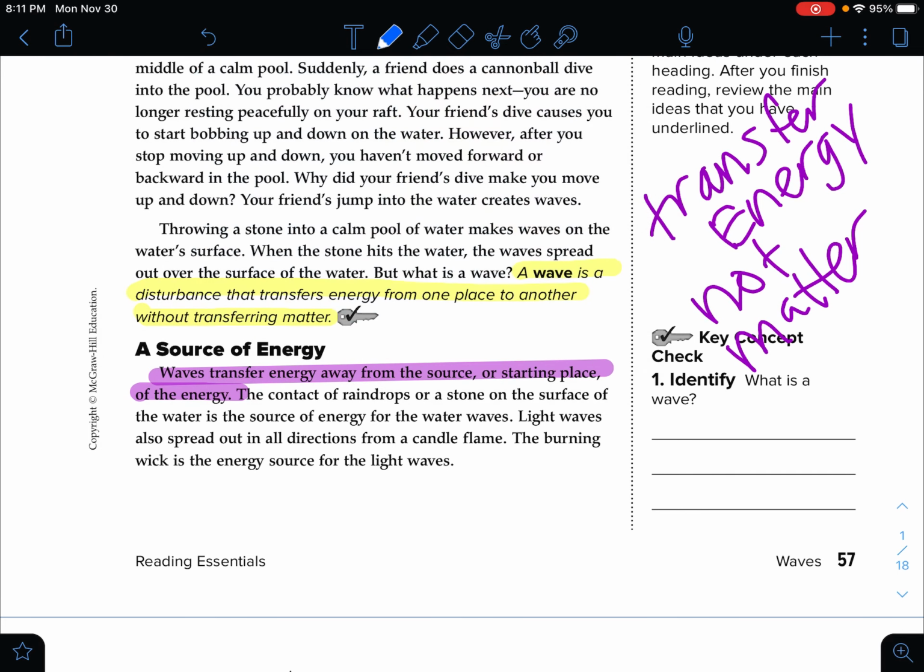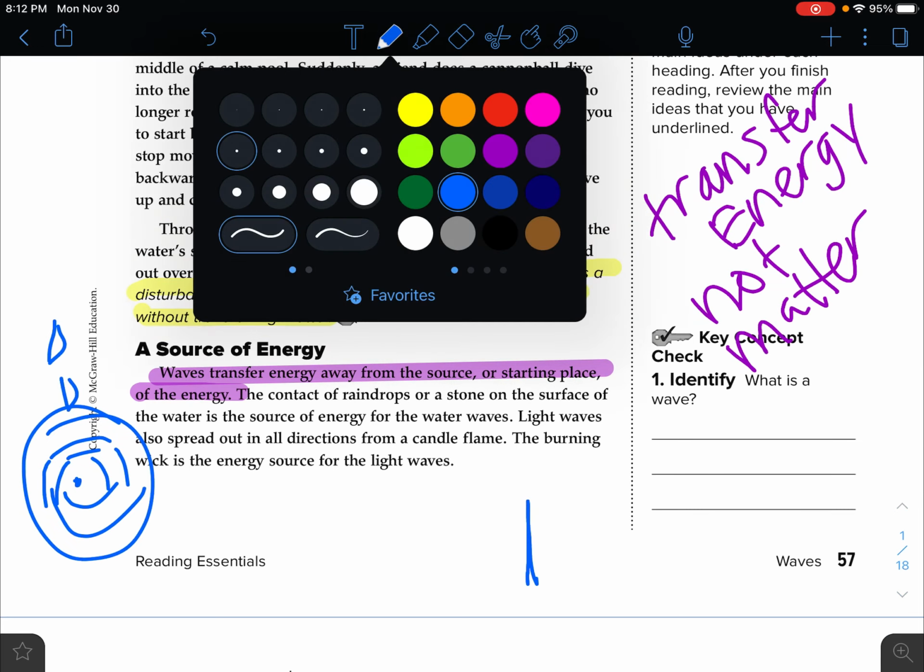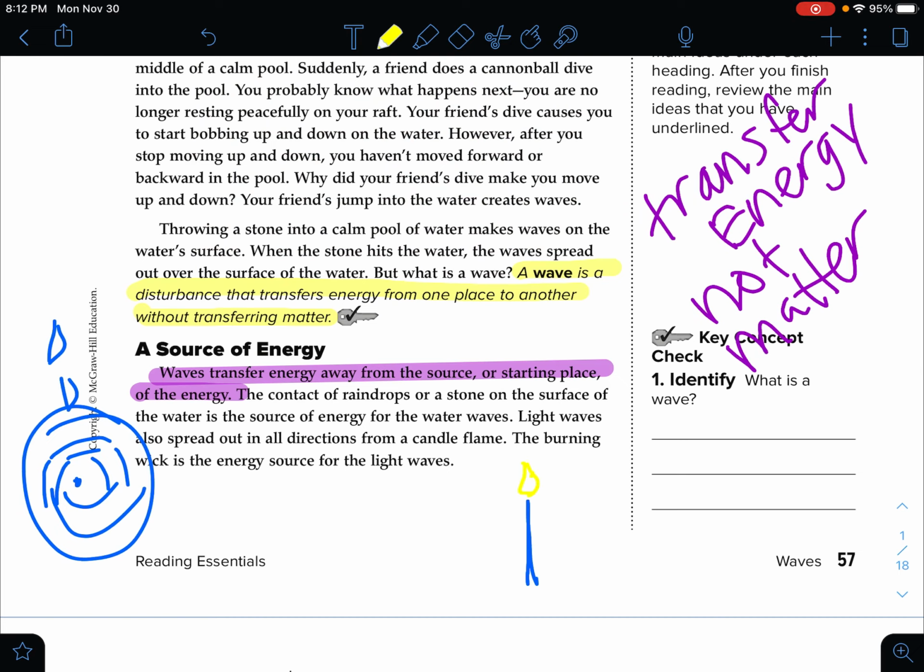Okay, so if, for example, we have these raindrops coming down, all right? So we have raindrops coming down. It's going to hit the surface, and then the waves are going to ripple out away from the source of the impact, okay? So light waves also spread out in all directions from a candle. So if we have a candle here, and then we have a flame on it, okay, the light is going to go in all directions from the source. So the burning wick is the energy source for the light waves.